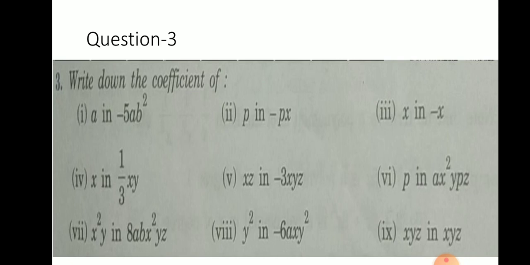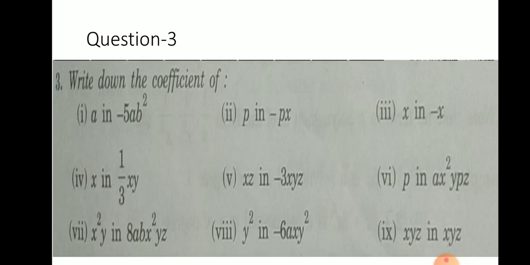So except x, the remaining part is 1 by 3 y. And in the same manner, xz, fifth question, xz coefficient we want in minus 3xyz. So except xz, the remaining part is minus 3y, right?